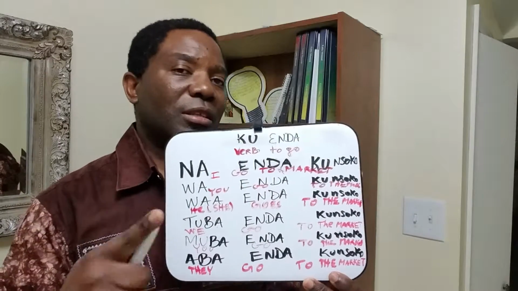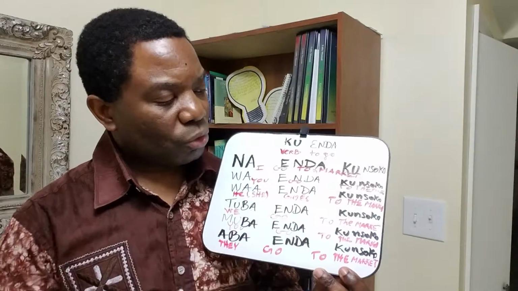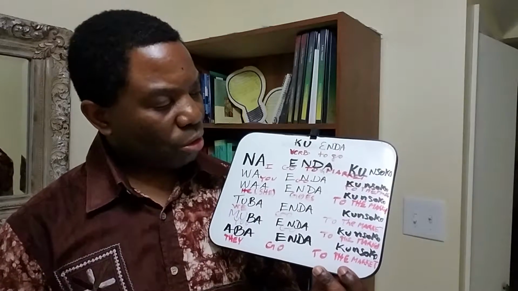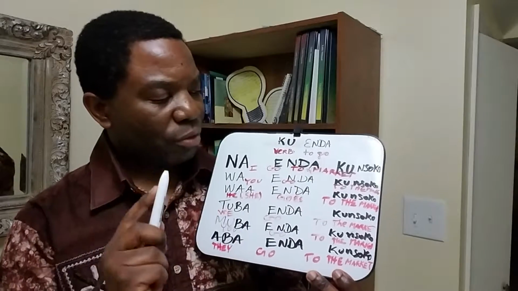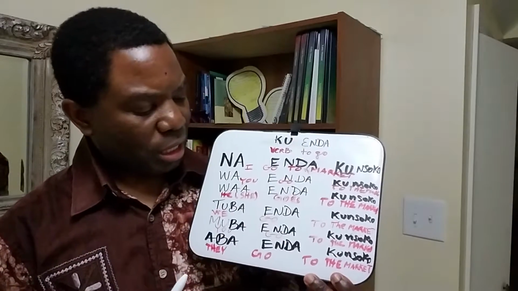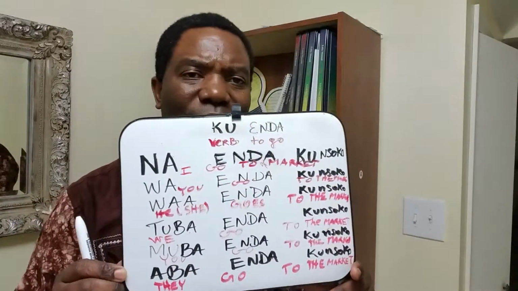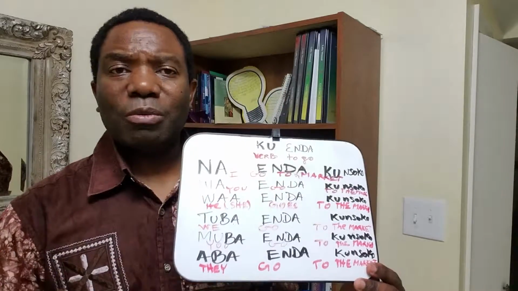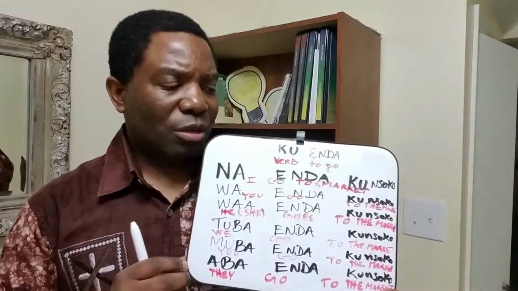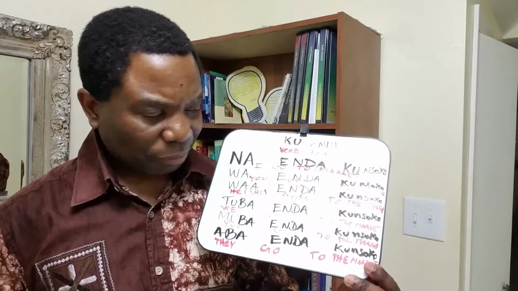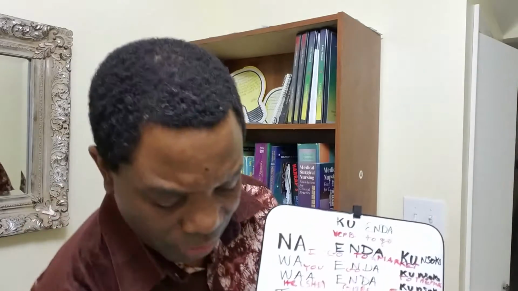Ku means the action of going, to go kunsoko. To go kunsoko, ku shows the direction where you're going. So I think you retain this verb. It's not a very easy verb. I will bring more verbs. I felt like maybe if we know more verbs, we will be able to start really flowing in our speaking of Kiluba. And those two verbs I bring to you today, we'll repeat them very quickly.